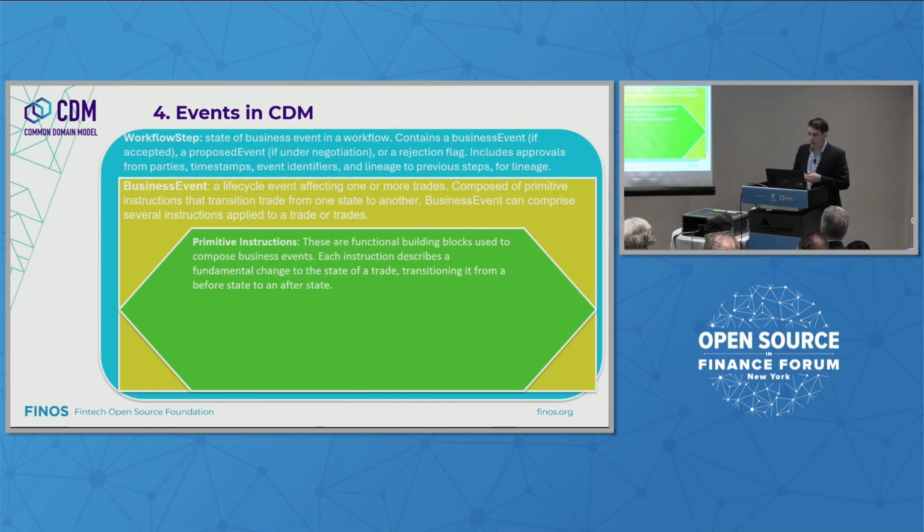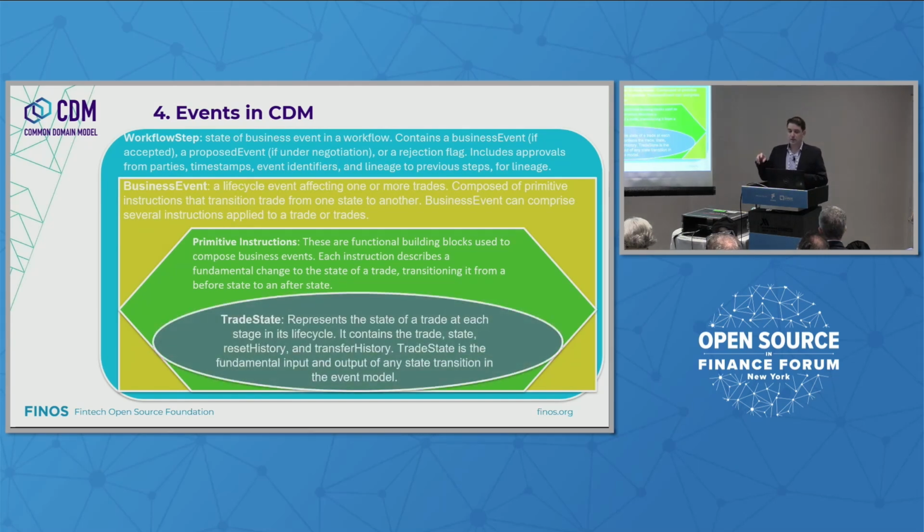The primitive instructions, which are inside the business event, are functional building blocks used to compose business events. Each instruction describes a fundamental change of state, transitioning it from a before state to an after state. The instruction just tells you what we want to do, how we want to change the trade. And then trade state is what we're operating on. So think of it like the trade with a little bit extra. It represents the state of a trade at each stage in its life cycle. It contains the trade, state history, reset history, transfer history. Trade state is a fundamental input and output of any state transition in the event model. Okay, halfway there.